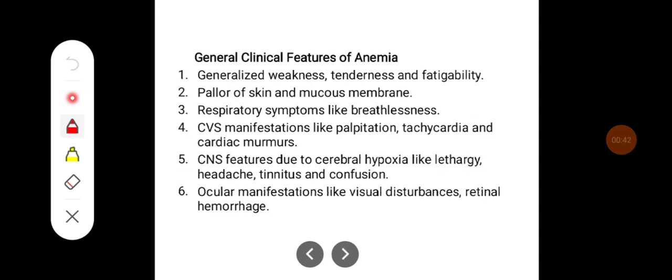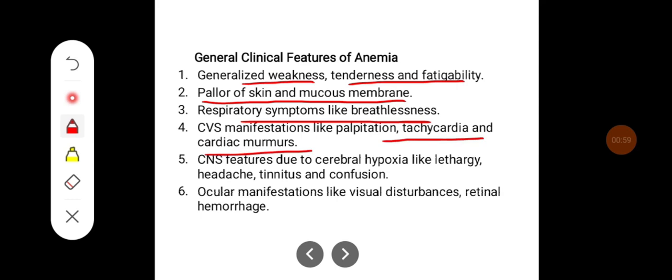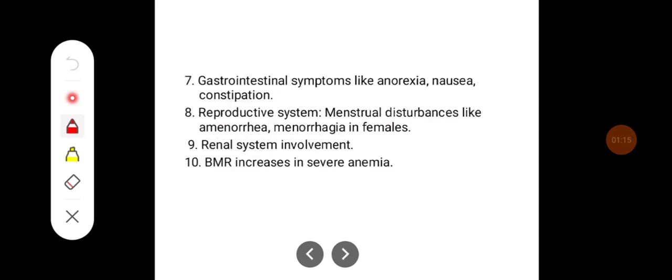Some of the clinical features of anemia are generalized weakness, tenderness, and fatigability, pallor of skin and mucous membrane. There can be respiratory symptoms like breathlessness, then serious manifestations like palpitation, tachycardia, and cardiac murmurs. The CNS features due to anemia are because of cerebral hypoxia, like lethargy, headache, tinnitus, and confusion. Ocular manifestations could be there, like visual disturbances and retinal hemorrhage.